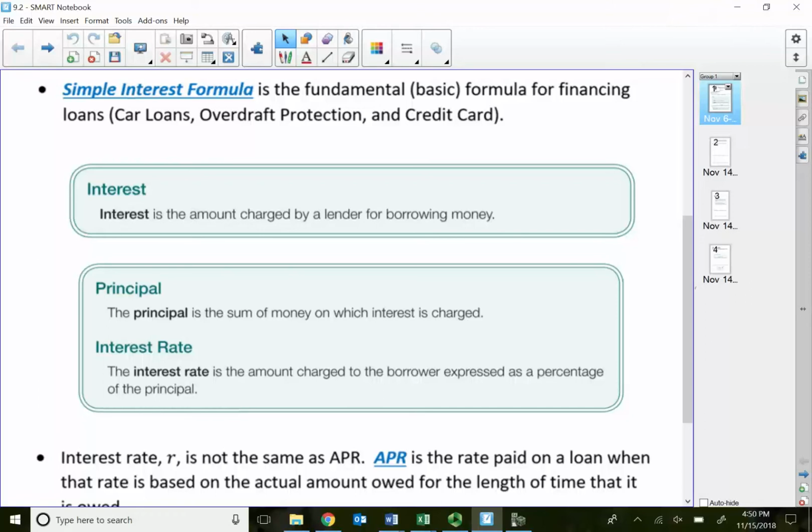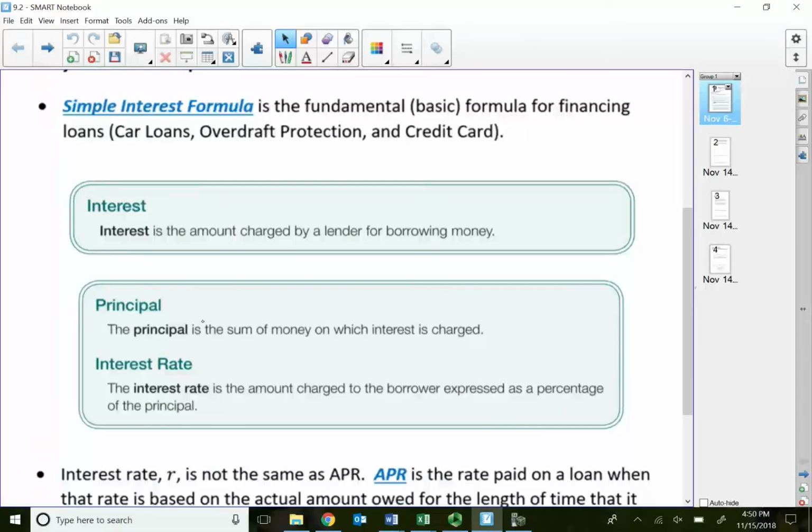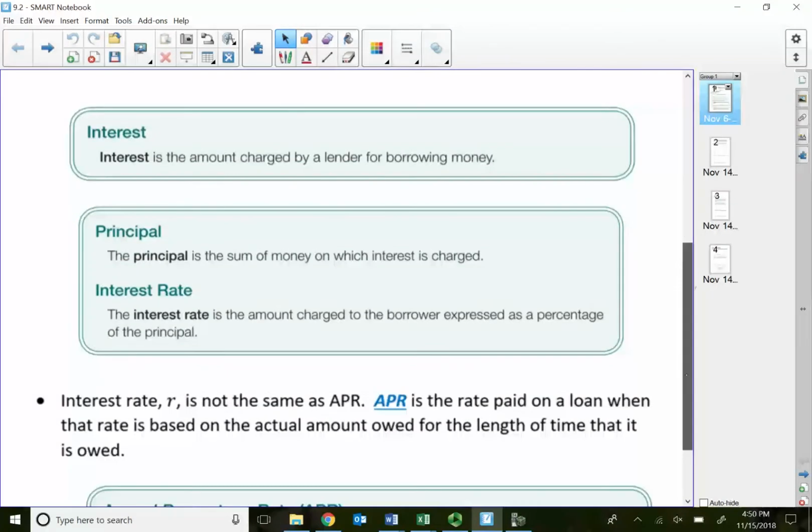regarding simple interest. The word interest refers to the amount charged by the lender for borrowing money. So when we borrow money from lenders, we have to pay them interest back plus what we borrowed. The word principal refers to the sum of money on which the interest is being charged, or the money that we borrow.